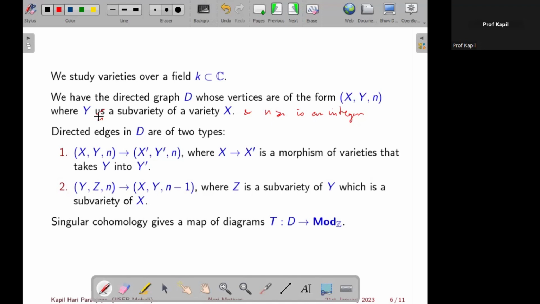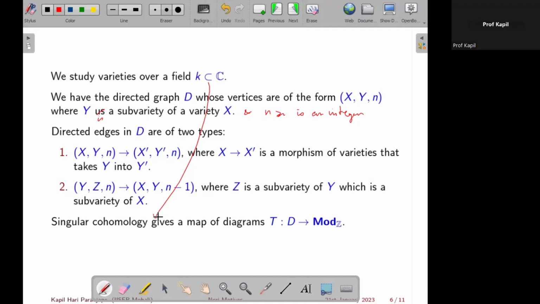And singular homology then gives a map of diagrams. This is the starting point. So singular homology using this embedding. Okay. So this particular embedding is relevant because we are going to associate to X the topological space of complex points of this variety. And that has a natural topology, which is the so-called strong topology, which is not the Zariski topology. And similarly for Y and Z, these are all topological spaces with the usual topology, which is a locally compact space and so on.